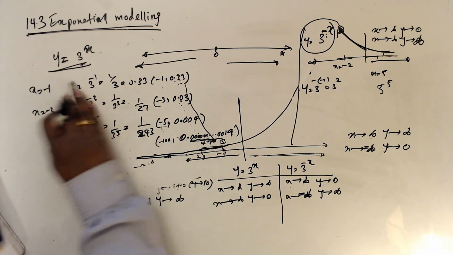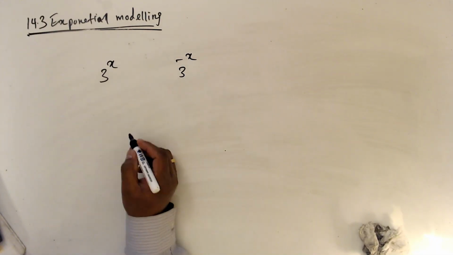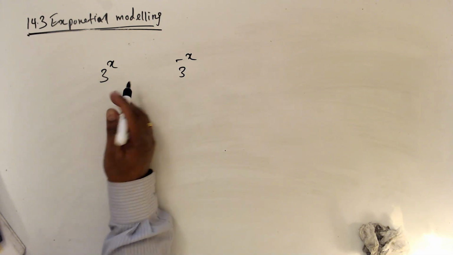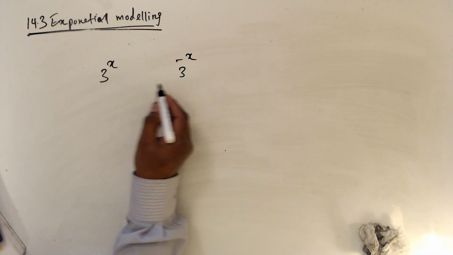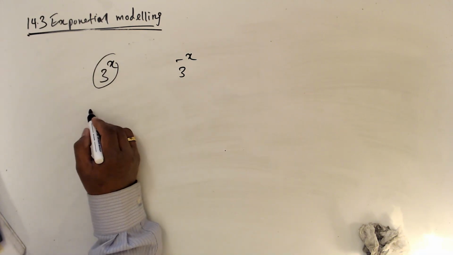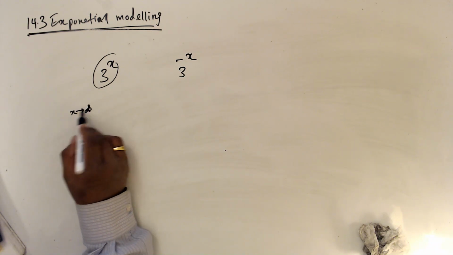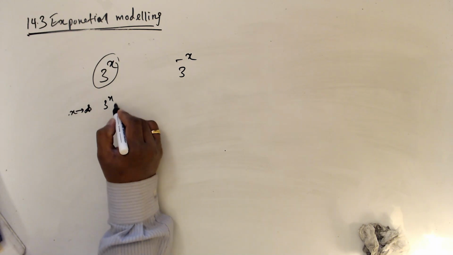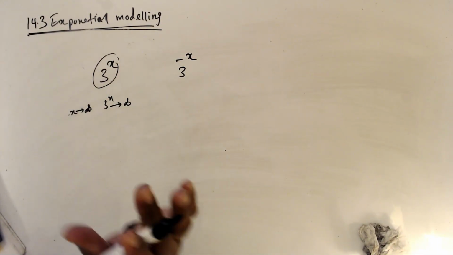So if I make a summary on this, you have two values, 3^x and 3^(-x). When x is increasing, it means x is getting positive values, 10, 2, 3. What will happen to this one? X going towards infinity from 0, this 3^x value is going to infinity. This becomes more and more.